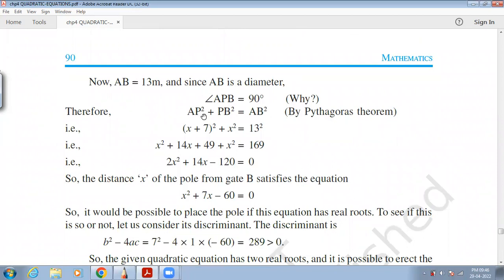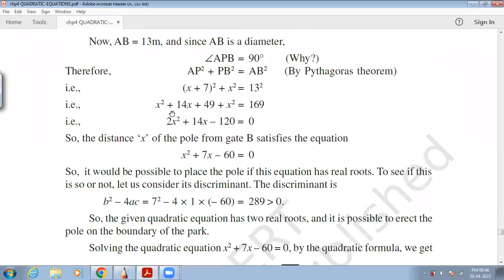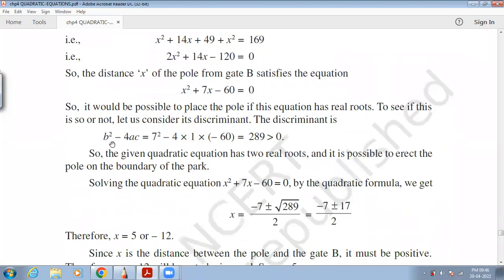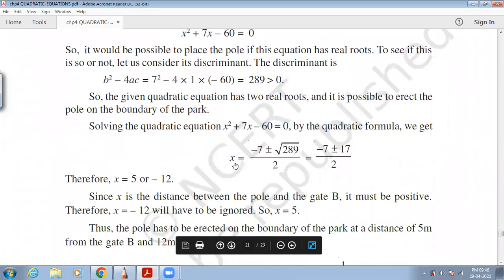Therefore we'll apply the Pythagoras theorem: AP square plus PB square equals AB square. So that is (X plus 7) whole square plus X square equals 13 square. If you solve it, you get a quadratic equation. Now you can use the quadratic formula to find X. First you need to check the discriminant, b square minus 4ac. It's 289, which is greater than 0, and 289 is the square of 17.